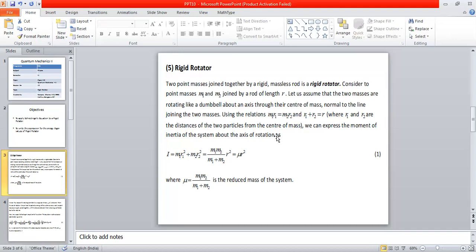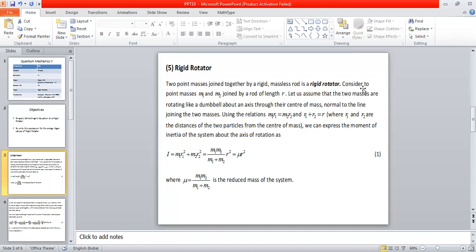So we can conclude: 2 point particles joined together by a bond or massless rod, such that irrespective of the rotational energy or the rotational angular velocity of the rigid rotator, the distance between the two particles would always remain the same. Even though the particles may be rotating very rapidly, there is no change in the distance between the two particles.